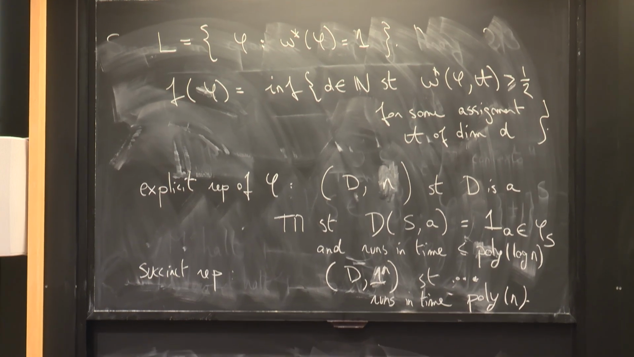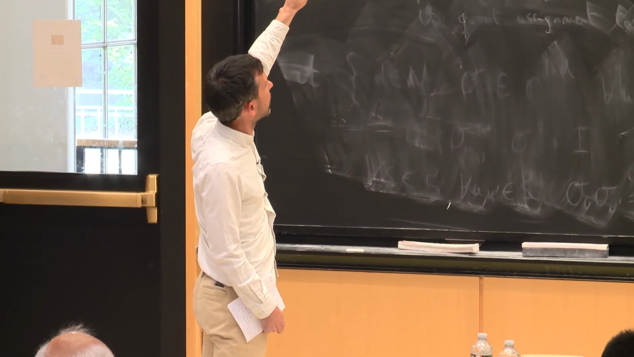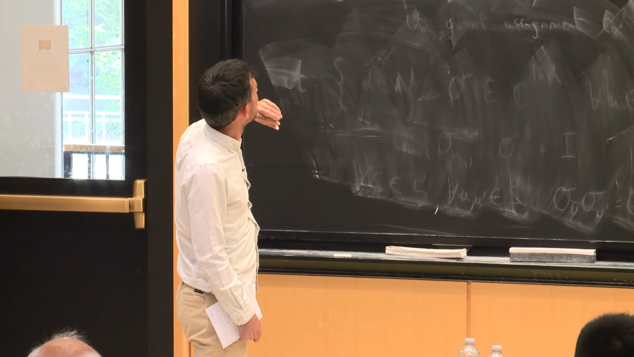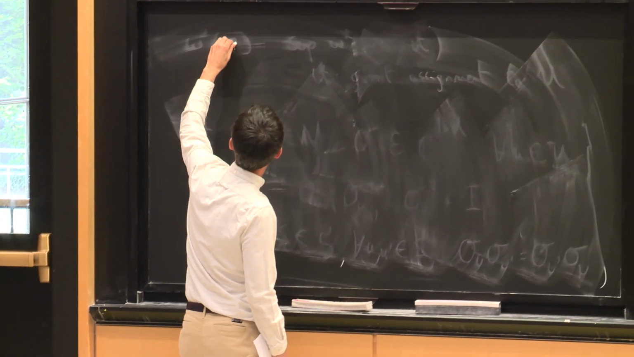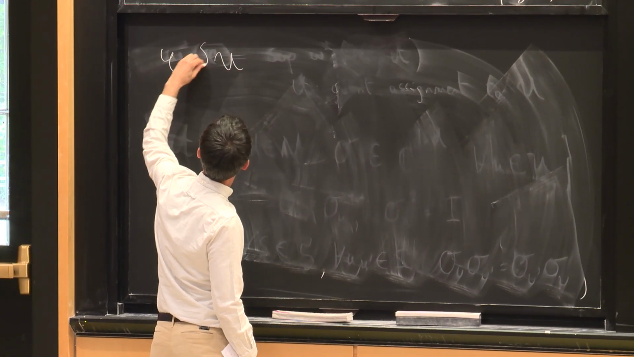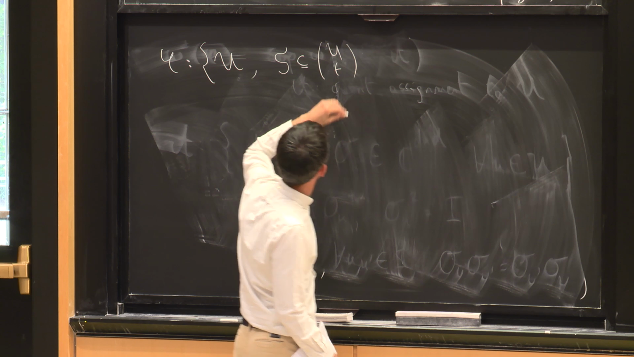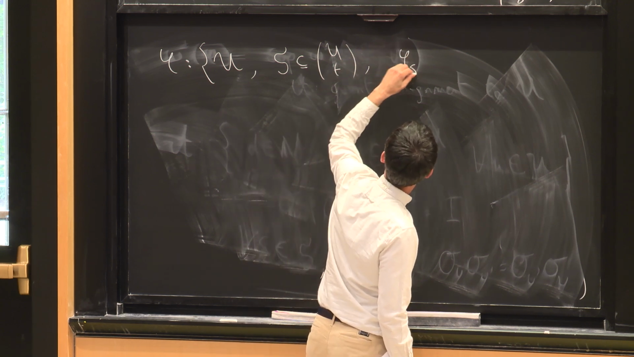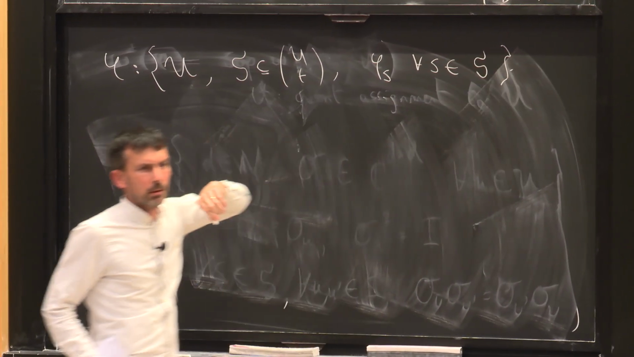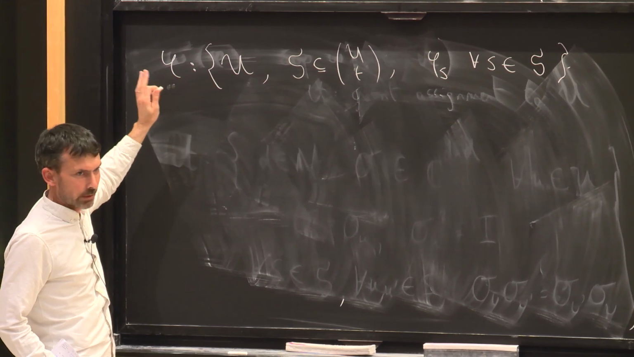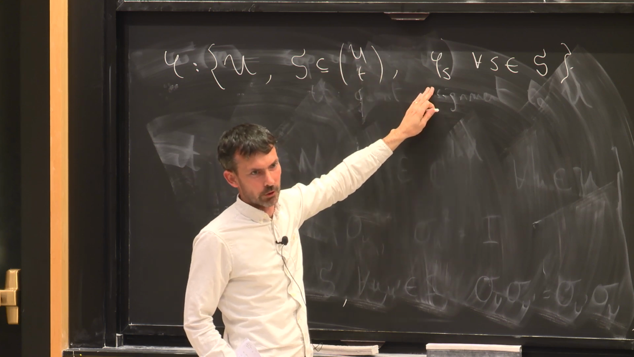So the original phi was a collection of subsets. What I mean by phi, in what I write, is a specific instance. I mean the collection of all these objects: a specific universe, a collection of contexts, that's subsets of the universe, and a collection of functions or subsets phi s for every s in curly S. Okay? So a fixed system of constraints is specified by all this data: the universe, the contexts, and the constraints for each context. Okay?